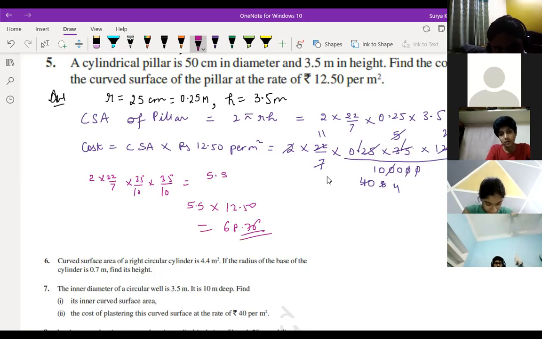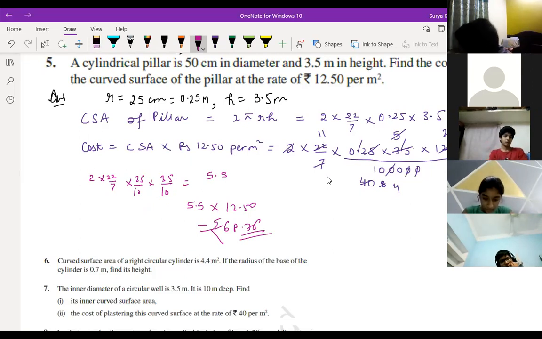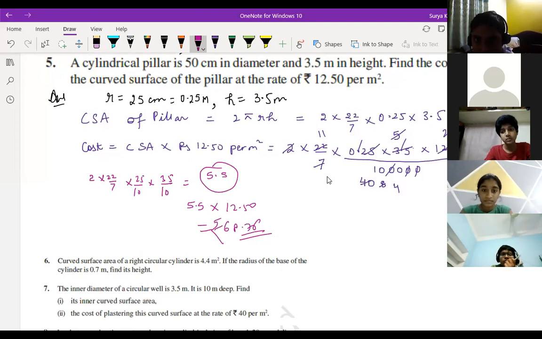Okay. Sir, I did it in totally different ways, sir. You got 5.5 only, no? Yes, sir. The 5.5 should multiply ultimately by 12.50 only, right?